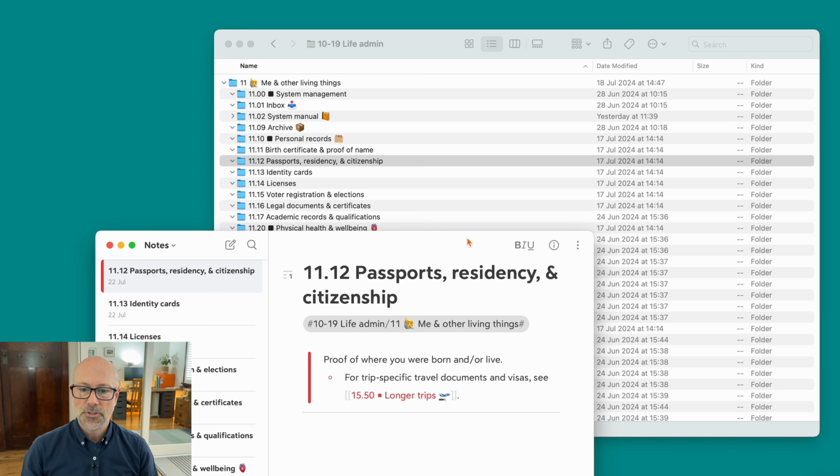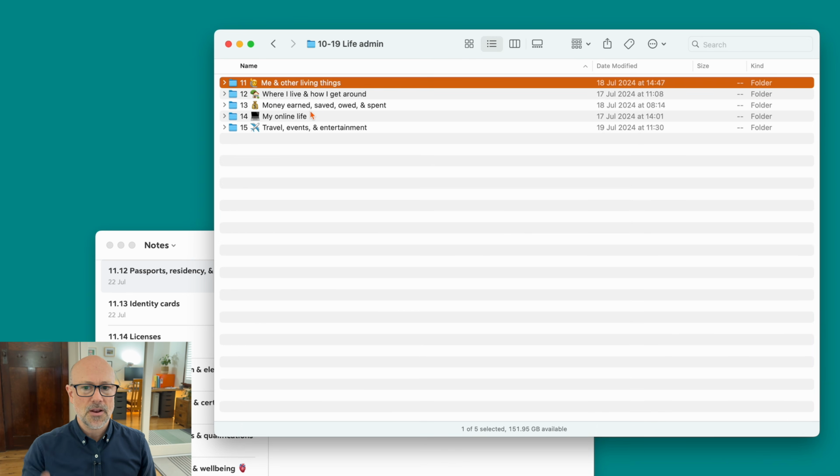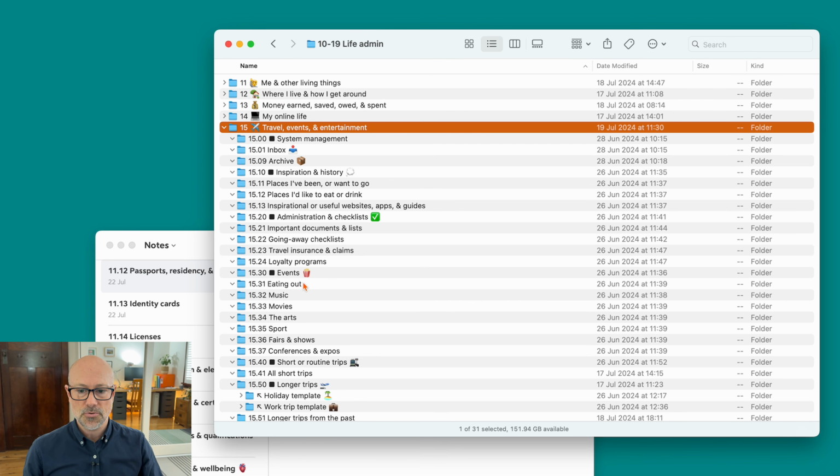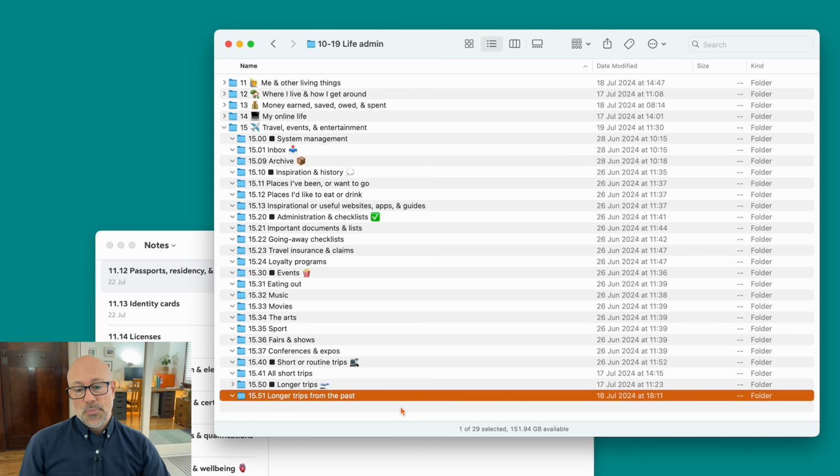I'd be partially inclined to put this in 1112, or I'd be partially inclined to create you a new trip at 1550 whatever, and call that trip my 10 years of China trips. In fact, there's an idea. I don't think it matters which one of these you choose, because once you get into the subfolders, what's more important? I would possibly create 15.52 all my China trips. And then you've got one place.